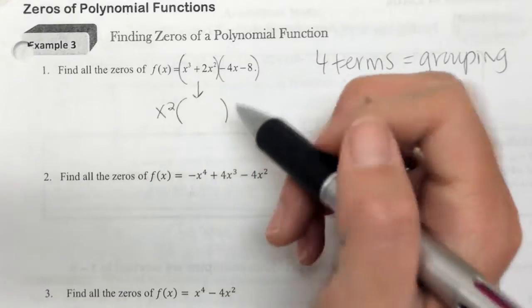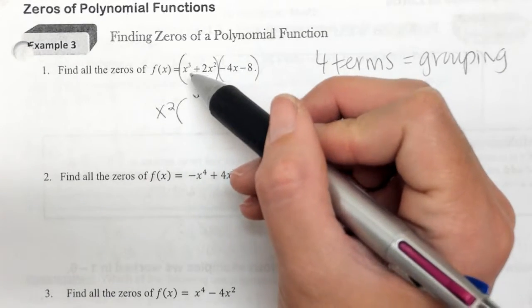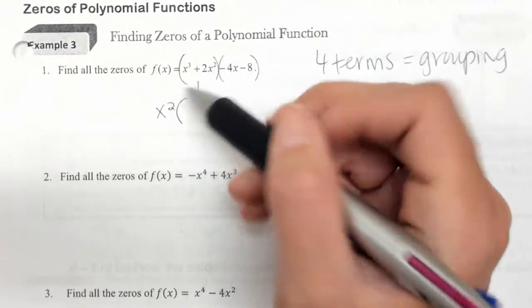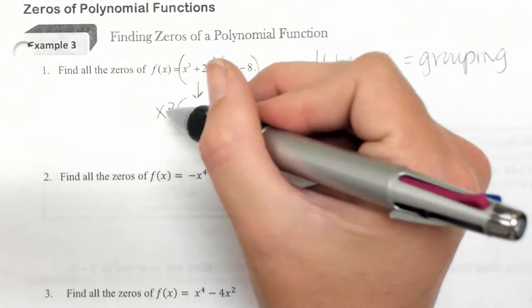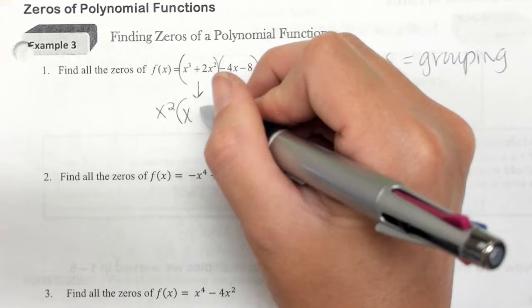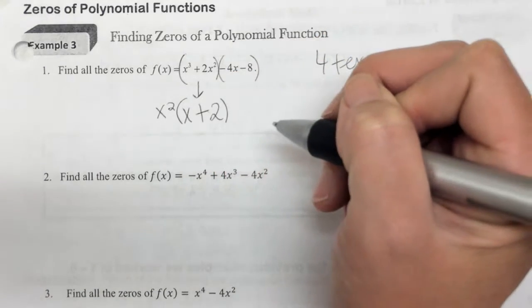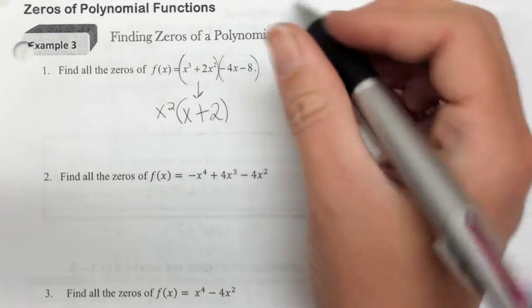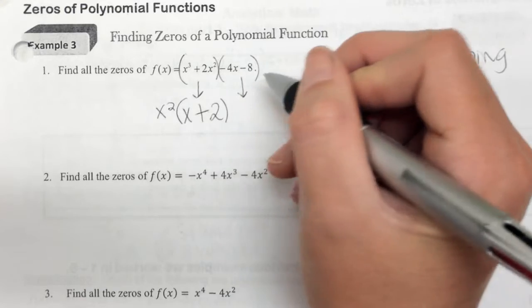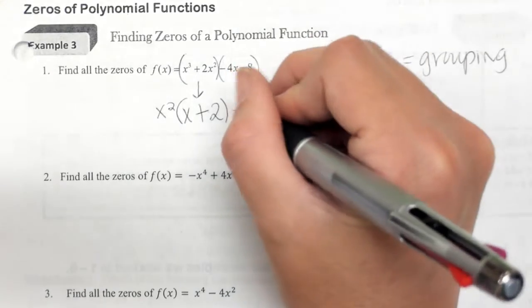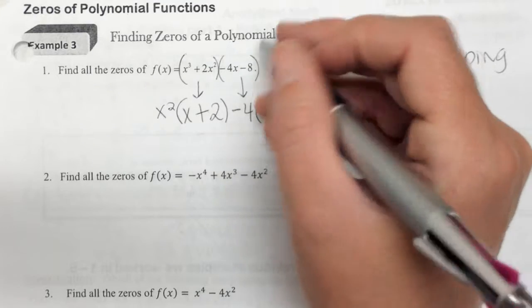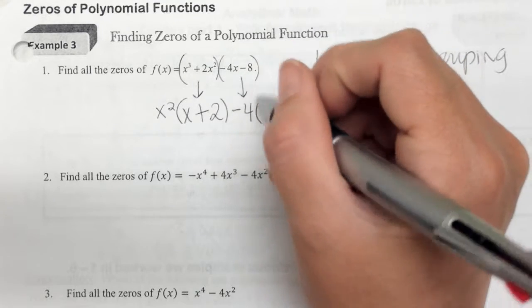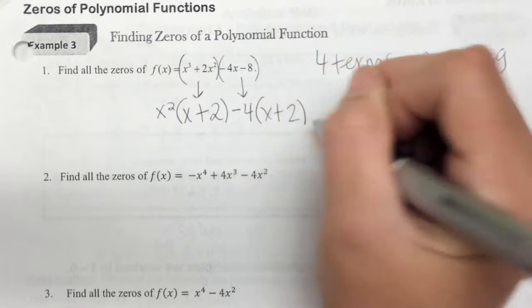Now pull an x squared out of both of these terms, pretty much dividing. So x cubed divided by x squared is going to give us x. 2x squared divided by x squared is going to give us plus 2. And now look, what do these have in common? And the biggest number they have in common is a -4. So in parentheses, if I take out a -4, that's going to be x, -8 divided by -4, plus 2.